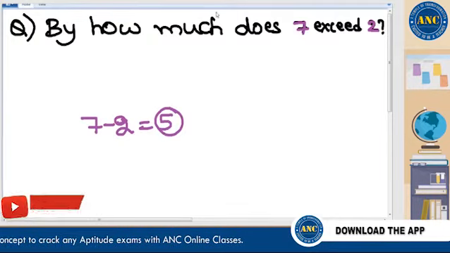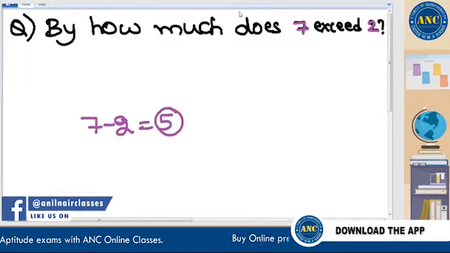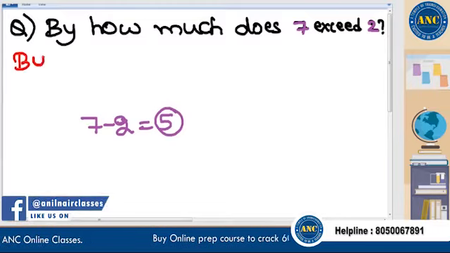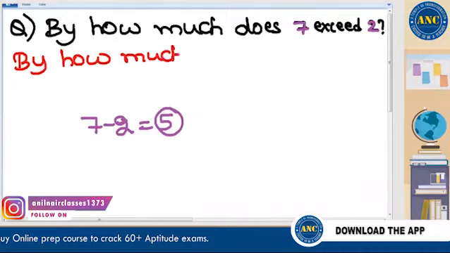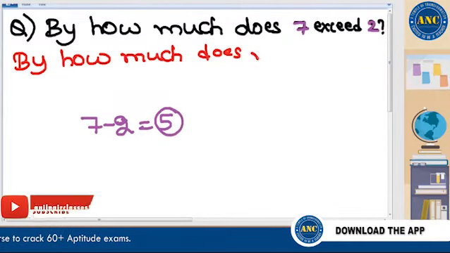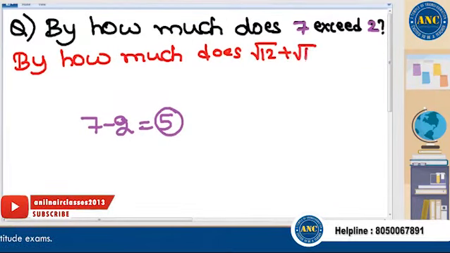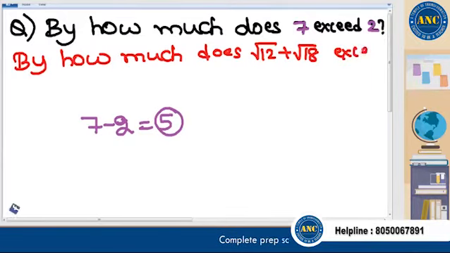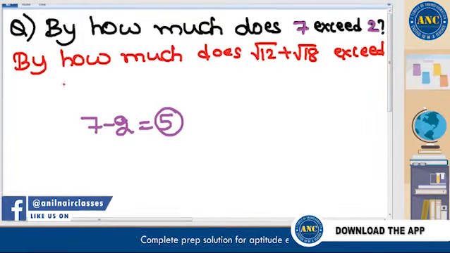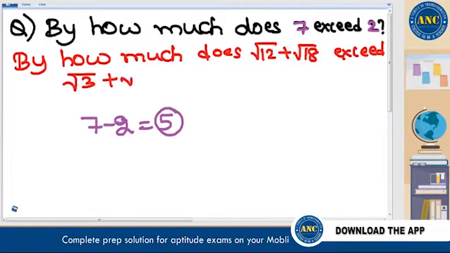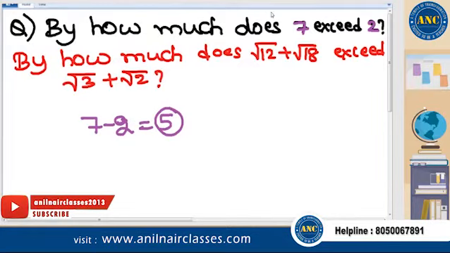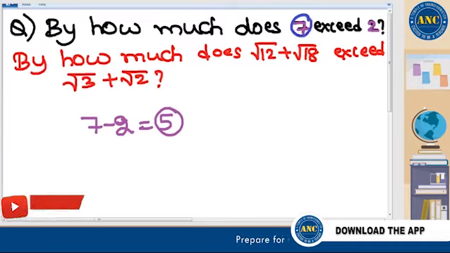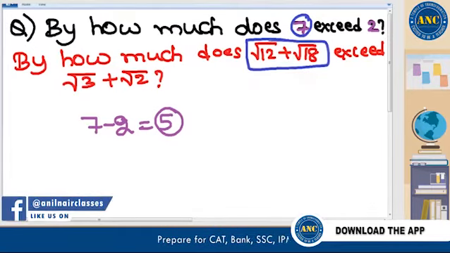Same thing if it is given in terms of surds. For example, your question is by how much does root 12 plus root 18 exceed root 3 plus root 2? Right? Same analogy I will implement once again. Can I say that this 7 is nothing but root 12 plus root 18?